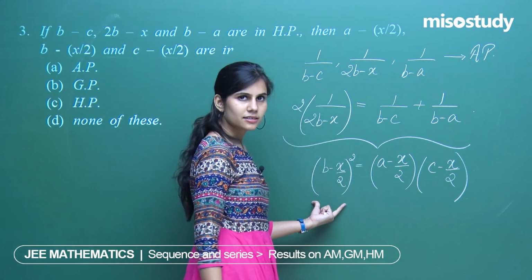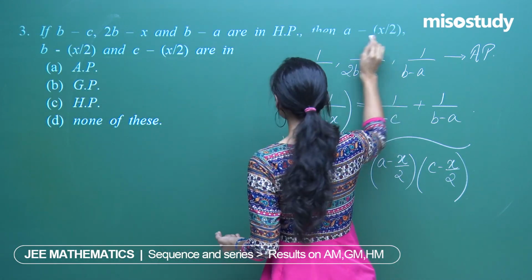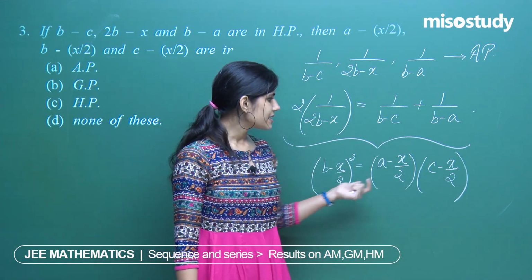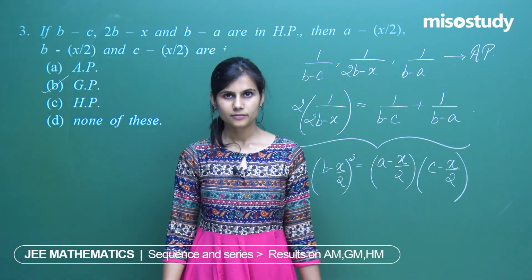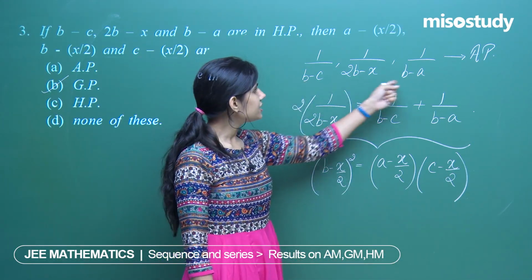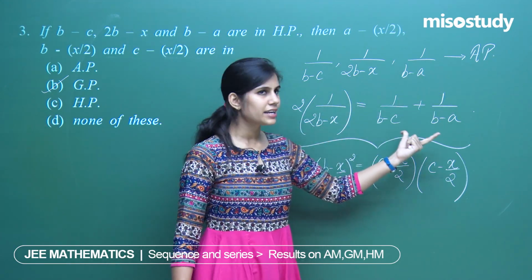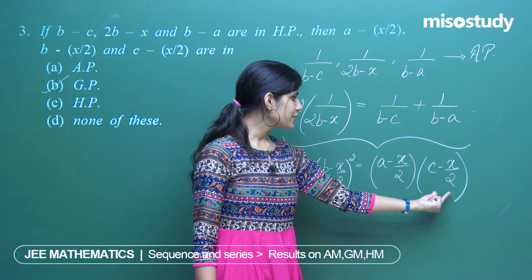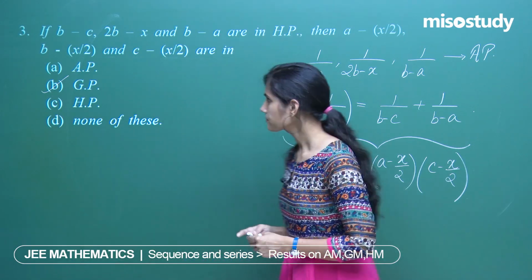Which means that (B minus X by 2) whole square equals (A minus X by 2) into (C minus X by 2), means that A minus X by 2, B minus X by 2, C minus X by 2, they are in GP. So if these three terms are in HP, their reciprocals are in AP, because of which this is the relationship between them. Resolve it, you get this, which means A minus X by 2, B minus X by 2, C minus X by 2, they are in GP.